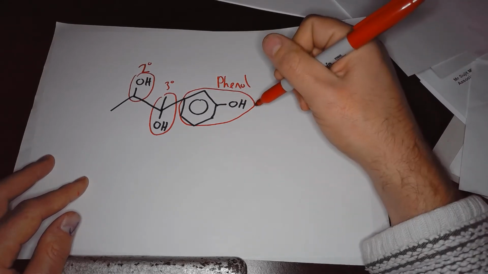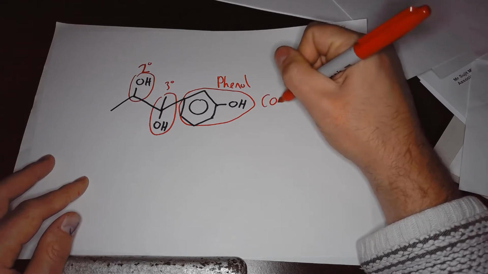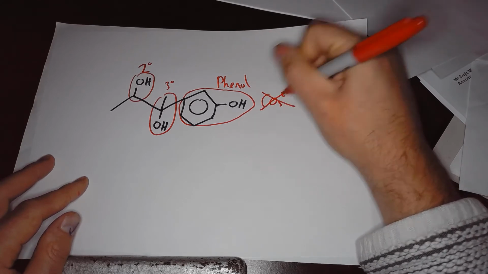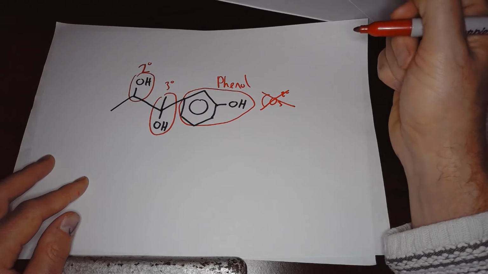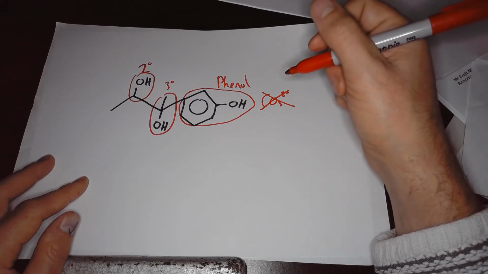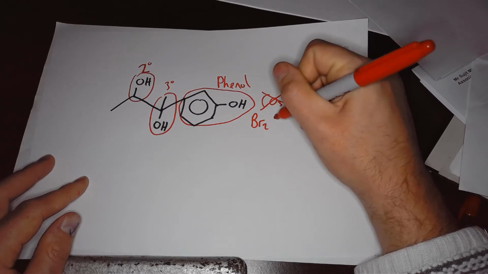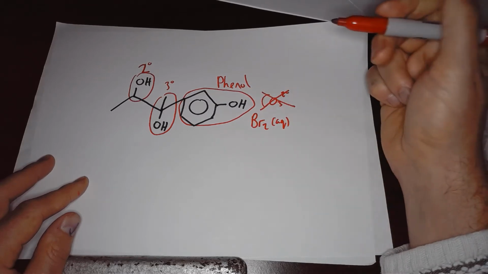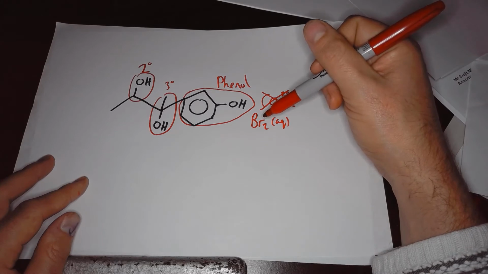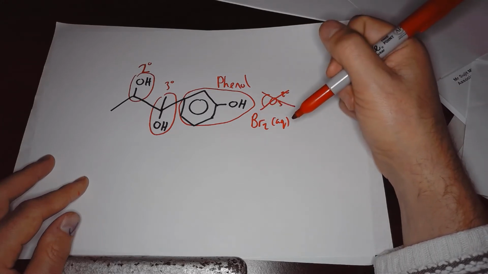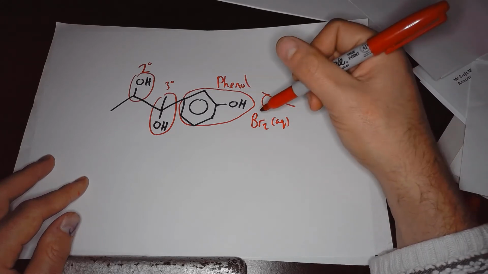So phenols are weakly acidic, but they don't react with carbonates, but they are weakly acidic, so they react with something like sodium hydroxide. And you can test for a phenol using bromine water. It decolorizes the bromine water, so it goes from orange to colourless, and it also gives you a white precipitate. So that's how it's different to an alkene.